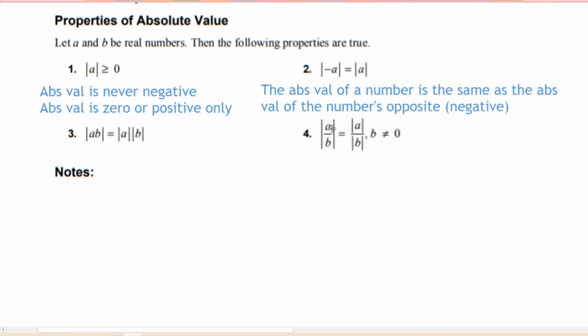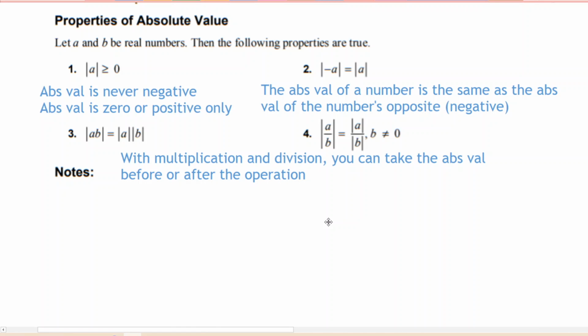And number 4, the absolute value of a quotient, of a division, is the same thing as the absolute value of the dividend divided by the absolute value of the divisor. Again, with multiplication and division, you can take the absolute value either before or after you do the operation. So multiply the absolute values or multiply the numbers and then take the absolute value. It's the same thing.